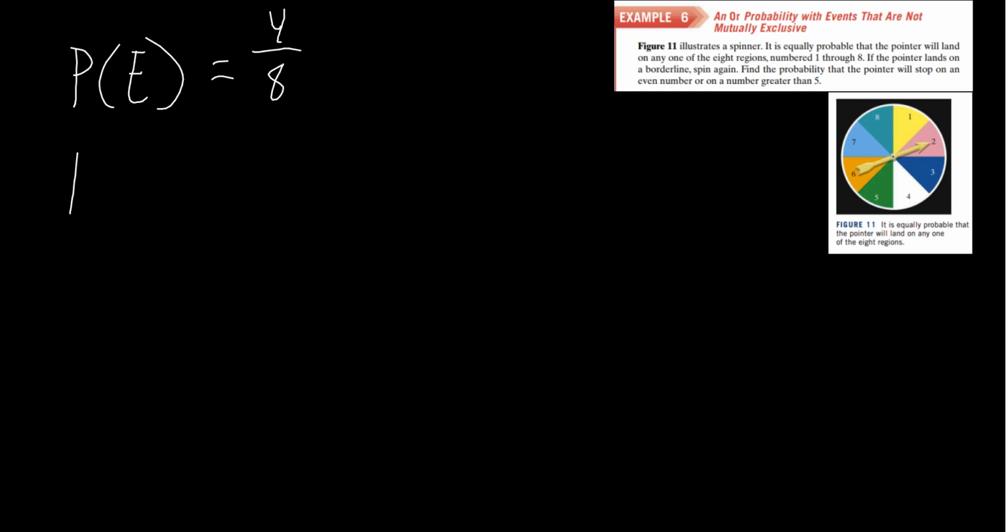Okay, so we'll put probability that it is, just put G for greater than 5. So what is the probability that it's greater than 5? Well, again, it's just numbers that are greater than 5. So 6, 7, and 8. So there are 3 in 8 chances that we are greater than 5.